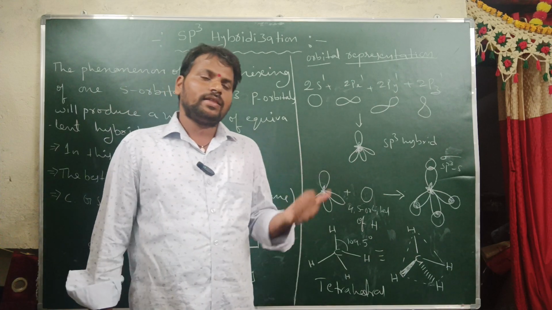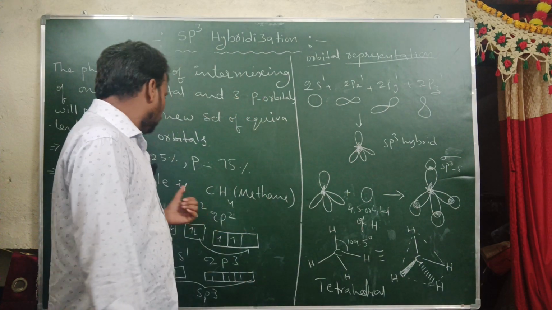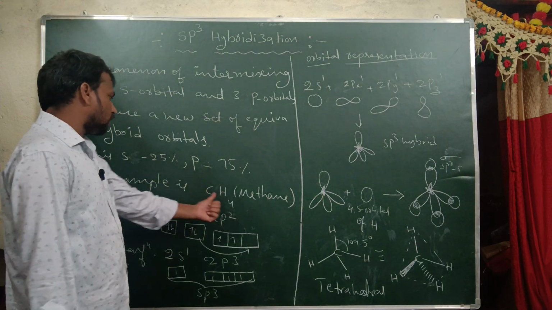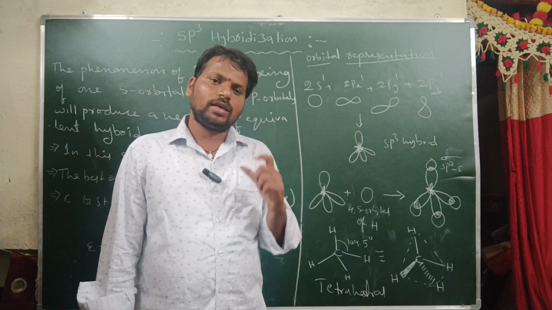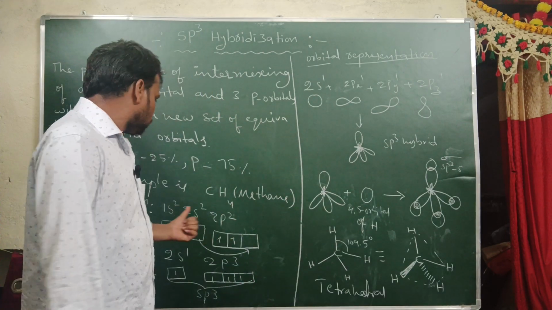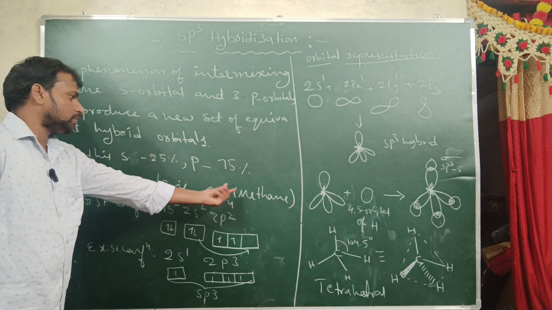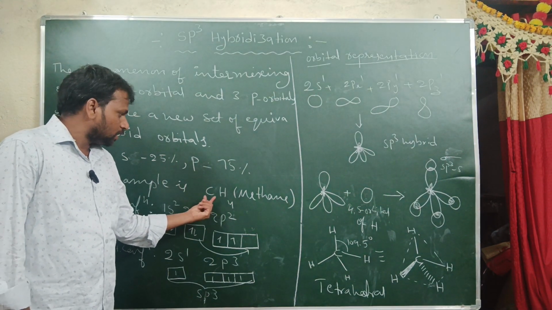This can be explained on the basis of one example. The best example is CH4, methane. With the help of CH4, we can explain the sp3 hybridization. In methane, the central atom is carbon.